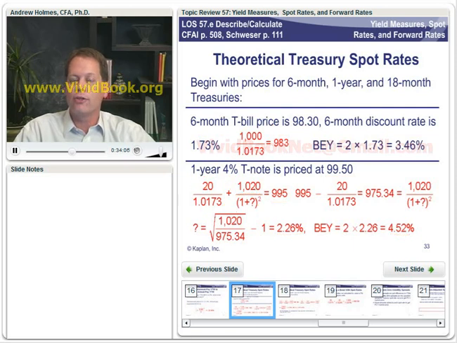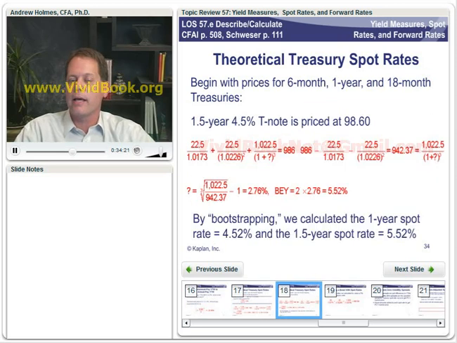Now what do we know? We know the 6-month spot rate, and we know the 1-year spot rate. So now we can take that and say, well, what about the 18-month spot rate? Well, if we have this 18-month bill, it's got a 4.5% interest rate or coupon rate, so we can calculate the cash flows. It's going to be $22.50, $22.50, $1,000, $22.50. We know the 6-month spot rate. We know the 1-year spot rate. Where are we back to? Once again, the only thing we don't know is the 1.5-year spot rate since we're given the market price.